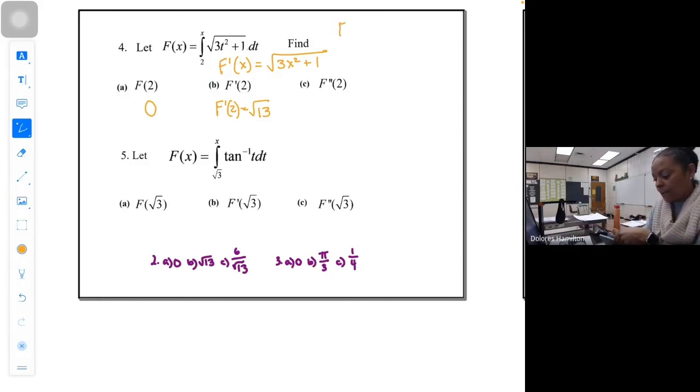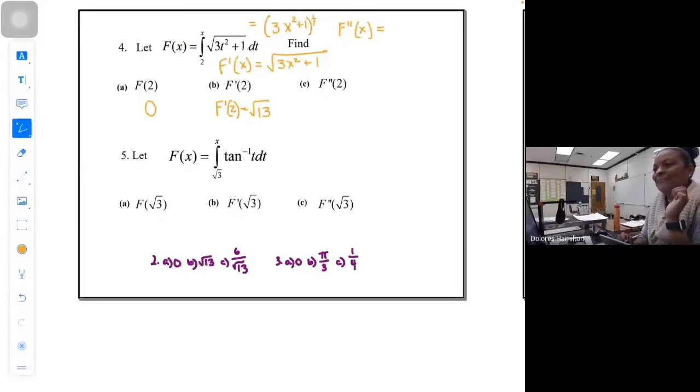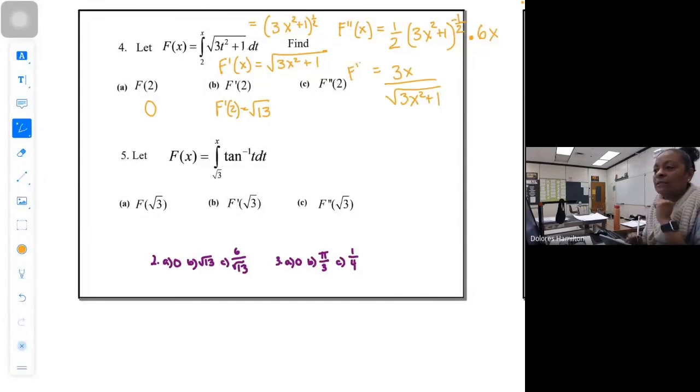Great. Lastly, f double prime. This is a nice little throwback. We haven't done this in a minute. F double prime of x, I now need to take the derivative of 3x squared plus 1 to the 1/2. So if I want to derive that, I'm going to use the chain rule. And we would end up with that. So f double prime looks like so. So f double prime of 2 means I'm going to plug in 2 for my x's. And we end up with 6 over root 13. That's so great.